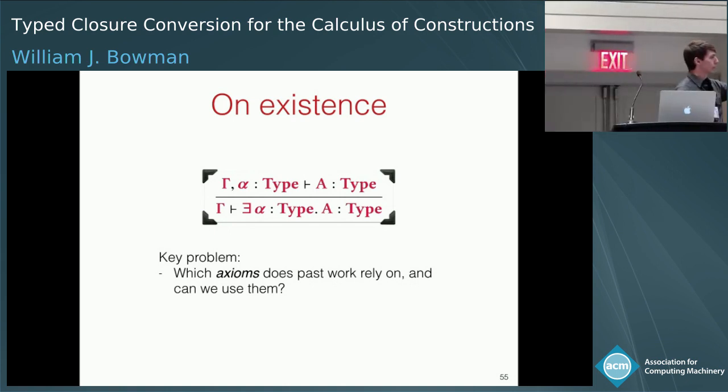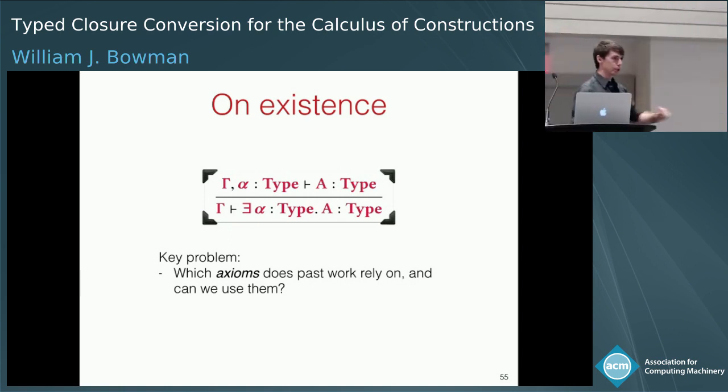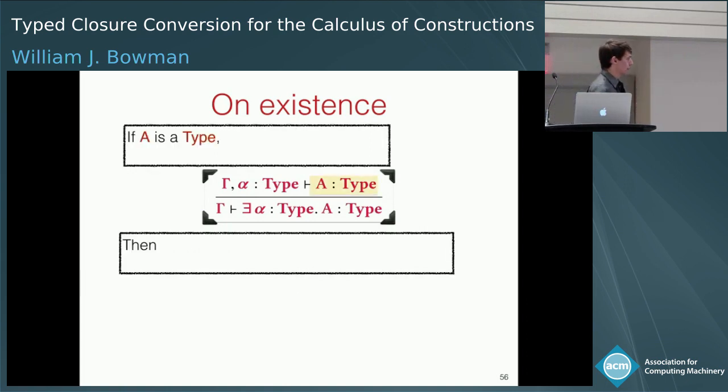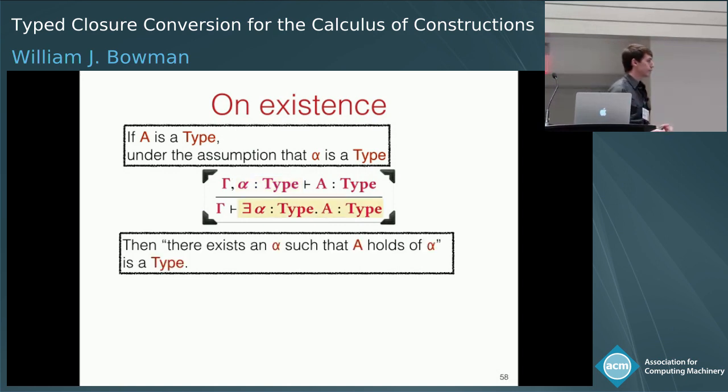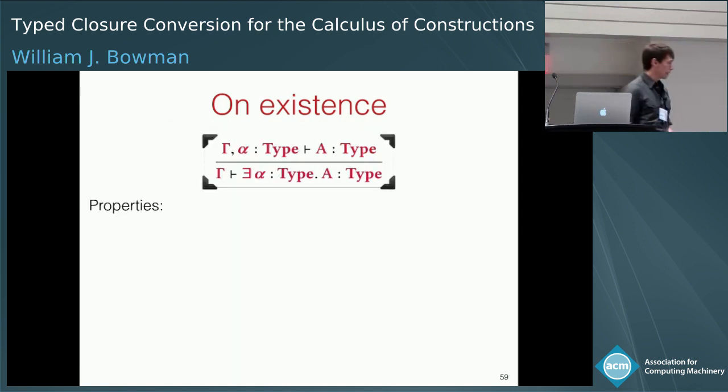So the question is, can we use this axiom, which all past closure conversion translations, except one, use? Well, let's see what this axiom says. This axiom says that if A is a type, under the assumption that alpha is a type, then there exists an alpha such that A holds of alpha is a type. Now, it may not be immediately apparent, but this axiom has some very interesting properties.